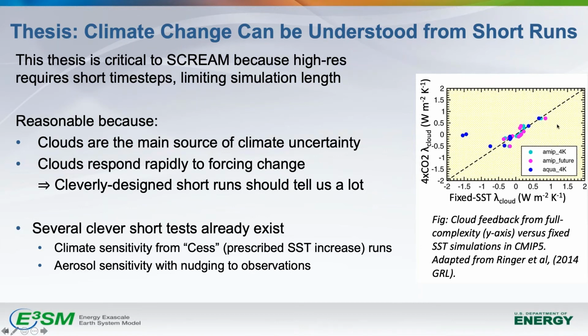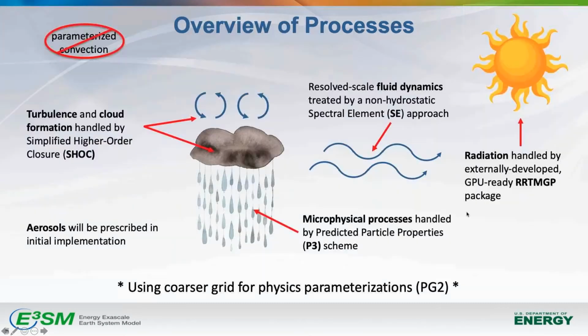And so this graphic on the right is just showing on the x-axis the SES sensitivity for cloud feedback, and on the y-axis the sensitivity you get from the full model. Each dot is a different CMIP5 GCM, and so you can see that for the most part you get the same answer whether you use several 100-year coupled simulation versus something like a 5-year SES simulation.